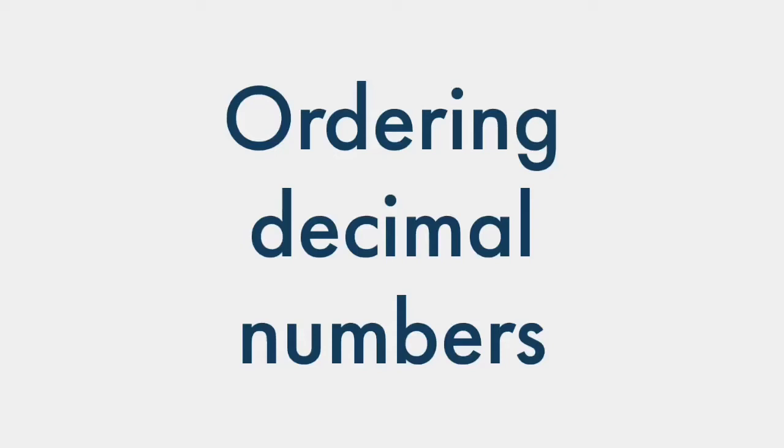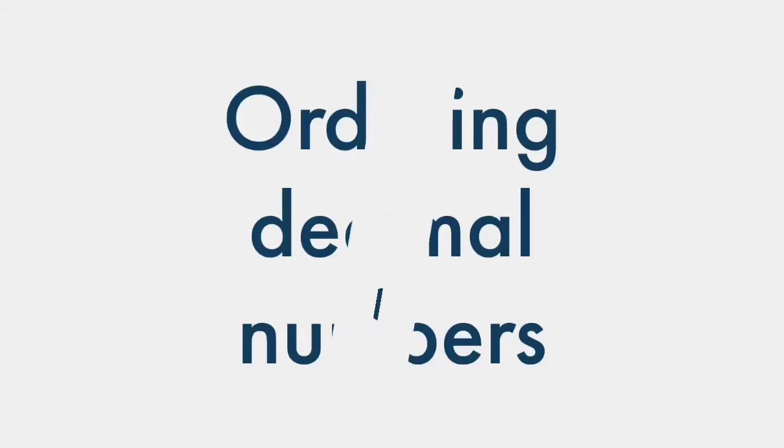This video is going to explain how to order decimal numbers. This number reads as 1.6. We know this is a decimal number because it has a decimal point. This is a decimal point. It kind of looks like a full stop.